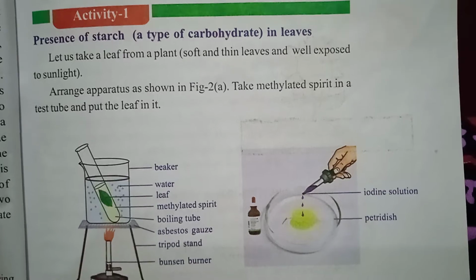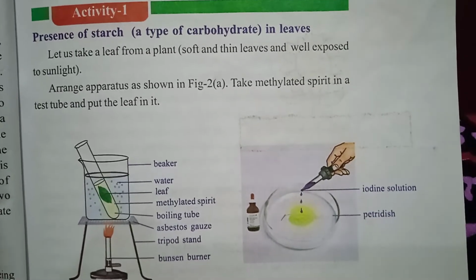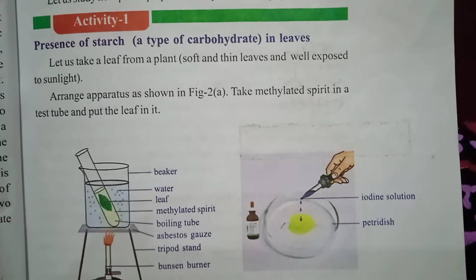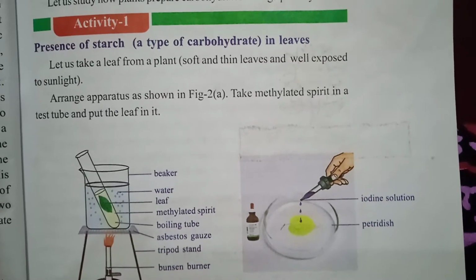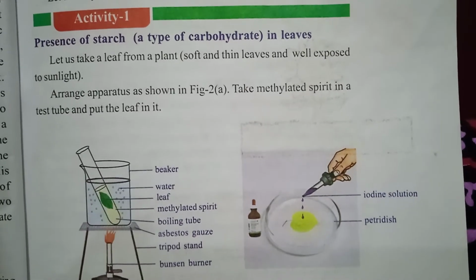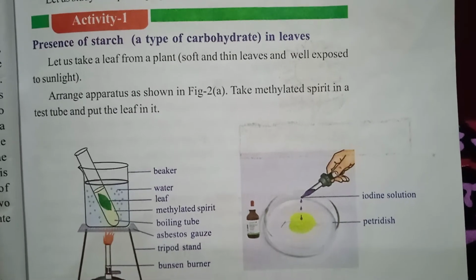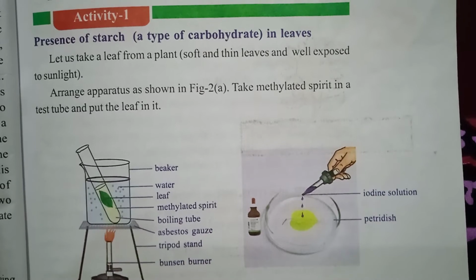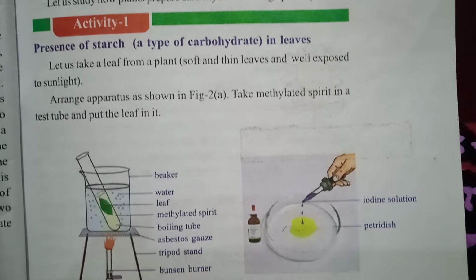Now I am asking a few questions. What are the apparatus, the materials we require to do this activity, to study the presence of starch in the leaf? Second question, name the chemical which we need to take in the test tube. Third question, name the reagent which is used to test the presence of starch in the leaf.